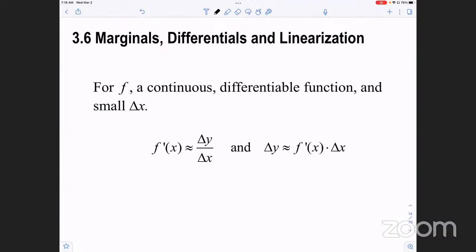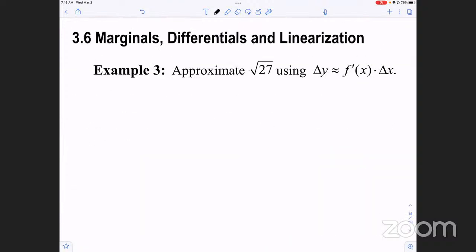So for f, a continuous differentiable function, and a small change in x, then f prime is approximately the change in y over the change in x. So f prime is the slope of the tangent line at a point. For small changes in x, that's going to be approximately the same as delta y over delta x. So then if we use algebra, delta y is going to be approximately f prime times delta x. Again, this is true for small changes in x. So approximate the square root of 27 using that delta y is approximately f prime times delta x.